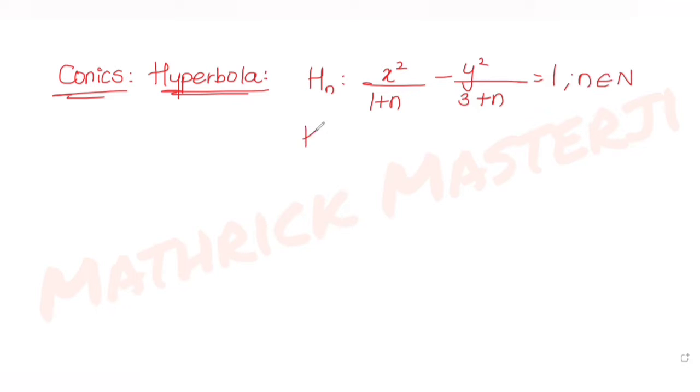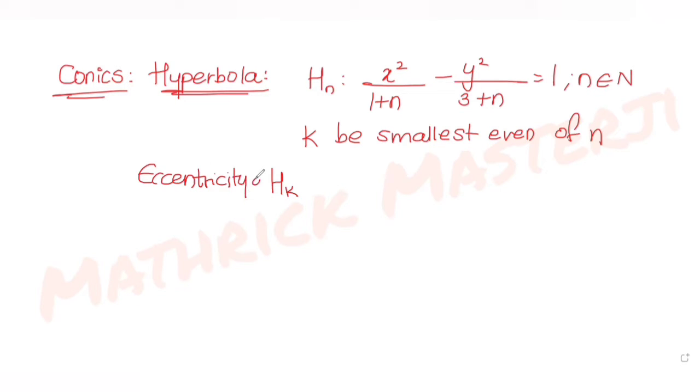First, the question tells us let Hn, which has the equation x square over 1 plus n minus y square over 3 plus n is equal to 1, where n belongs to natural numbers. The question further tells us k is the smallest even value of n such that the eccentricity of Hk is a rational number.